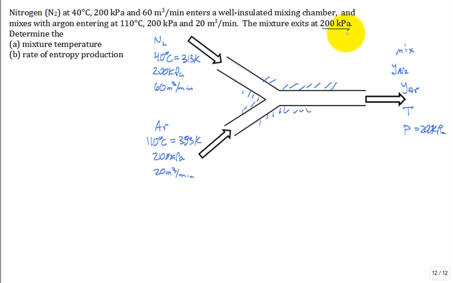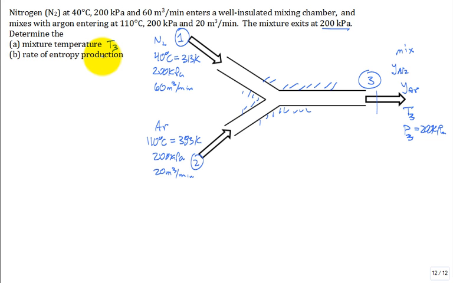Determine the mixture temperature going out. What's the exit temperature? This is exit temperature T2. Well, should I call it 2 or 3? Maybe I should call this 1 on the inlet, 2 on the inlet, and 3 on the outlet. So I'll change the numbering system. I'm looking for T3. Let's solve for T3 and then start in on part B.